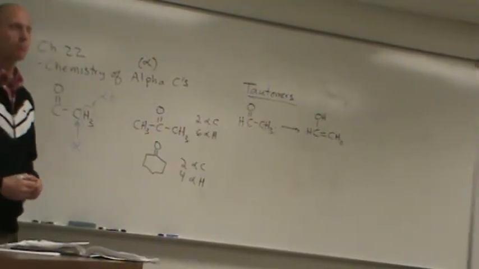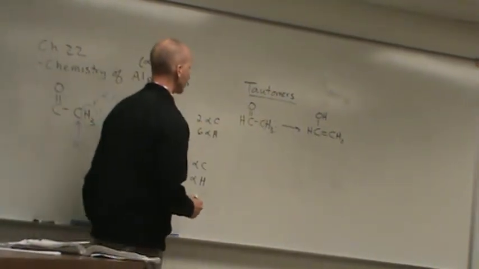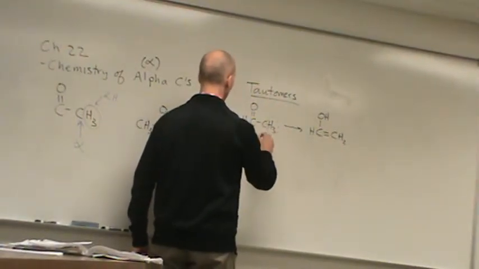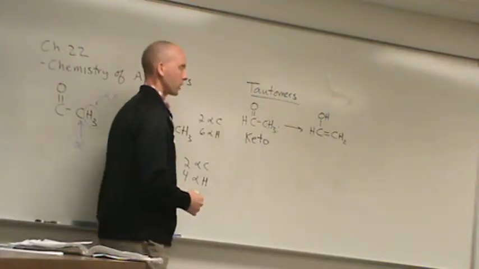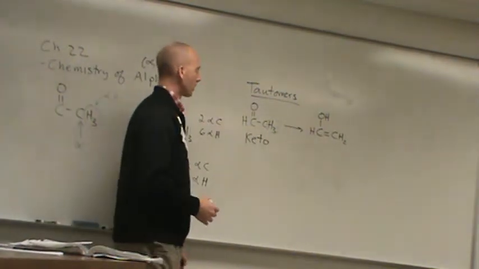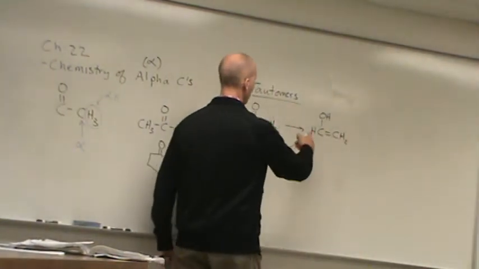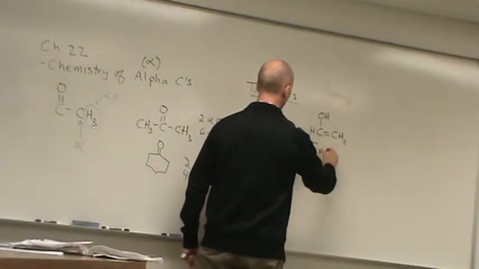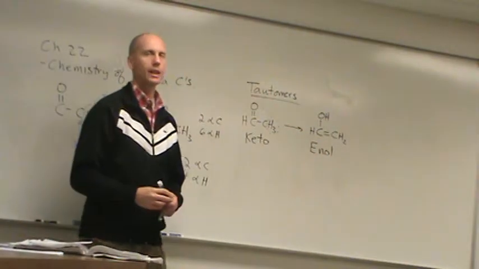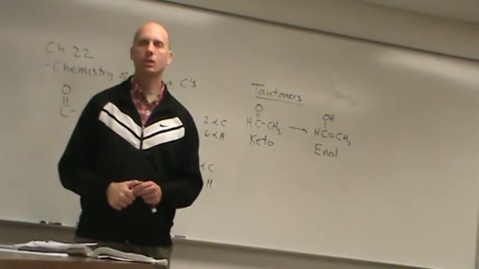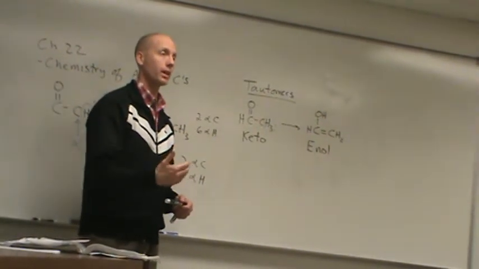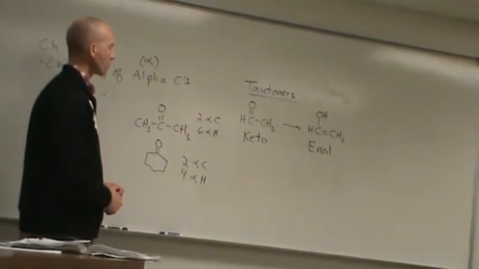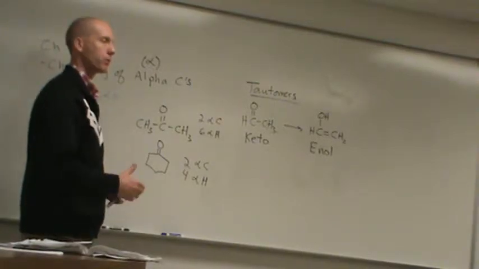Okay. And these tautomers have names. The one with a carbonyl is called the keto tautomer. And the one with the alcohol and double bond, that's called the enol tautomer. Okay? So you want to be able to identify keto and enol tautomers and draw them. All right? Let me give you some practice now.